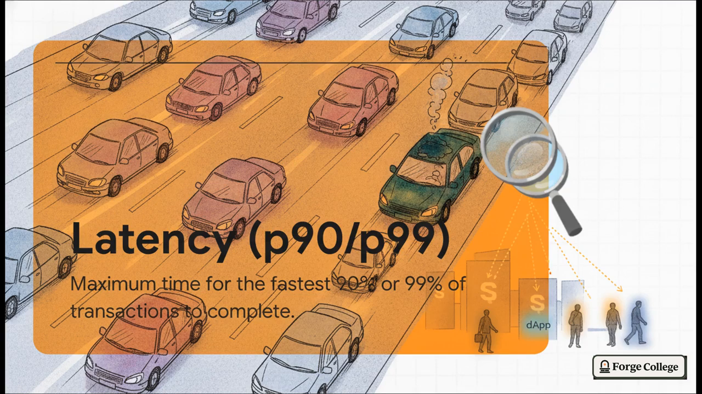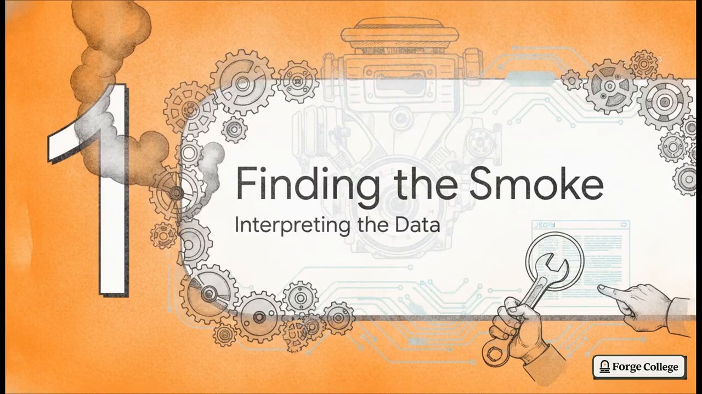If we're measuring P99, we're looking at the maximum time it took for the fastest 99% of transactions to complete. That isolates the worst 1% of stragglers. If your P99 latency is sitting at 10 seconds, that means 1 out of every 100 users is having a miserable, laggy experience. And in Web3, a miserable experience means they abandon your dApp and go complain about you in Discord. Finding the smoke, interpreting the benchmark data.